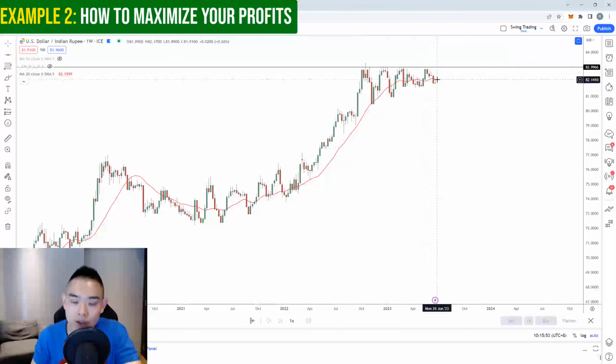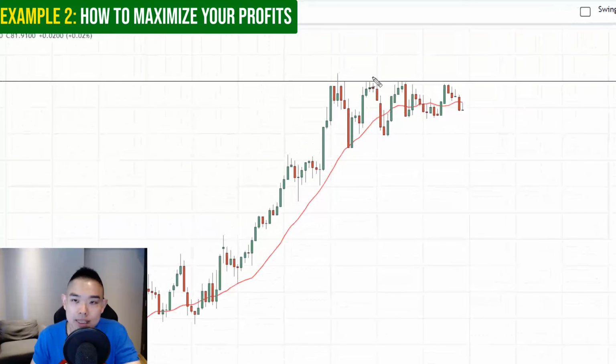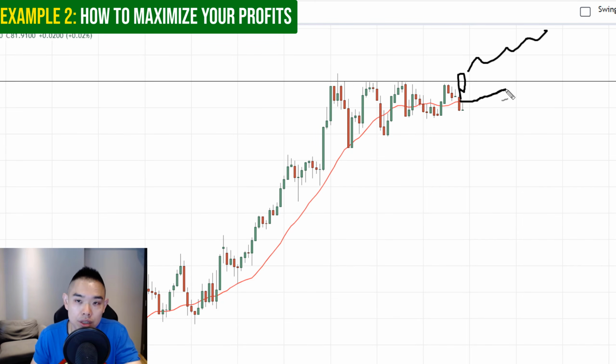So you can see this red line over here. What happens is if the market, let's say, breaks out higher, you go long, then boop, boop, boop, goes up higher in your favor, then this red line, the 20-period moving average, the 20-week moving average, will naturally move up along with it. And if it closes below it, let's say it closes below the 20-week moving average, then you exit the trade.